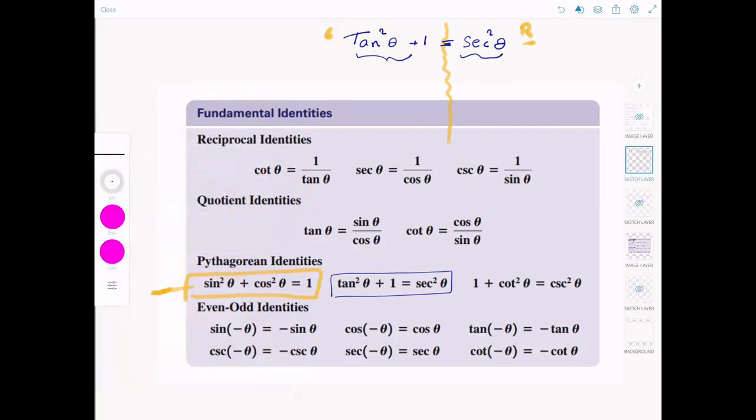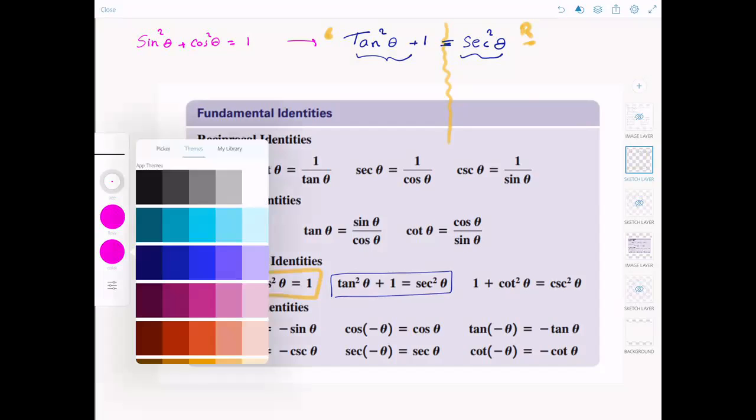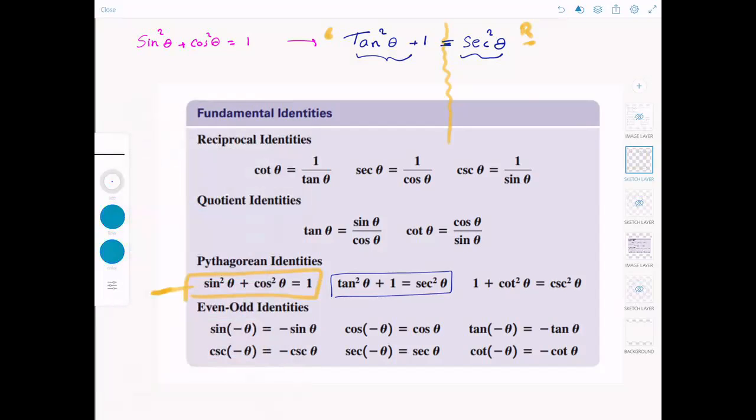So I'm going to say sine squared theta plus cosine squared theta equal to 1. This is what we have. We don't need to prove this. I'm not going to ask you guys to prove this. But how do I get to this side? I'm going to divide both sides by cosine squared. I'm going to divide by cosine squared theta, cosine squared theta, and cosine squared theta. Good. What is sine squared over cosine squared theta?